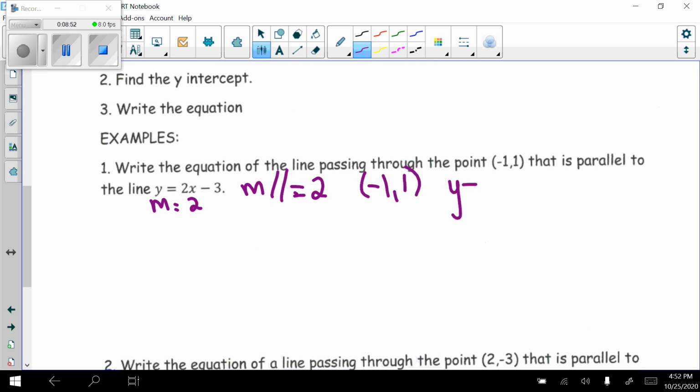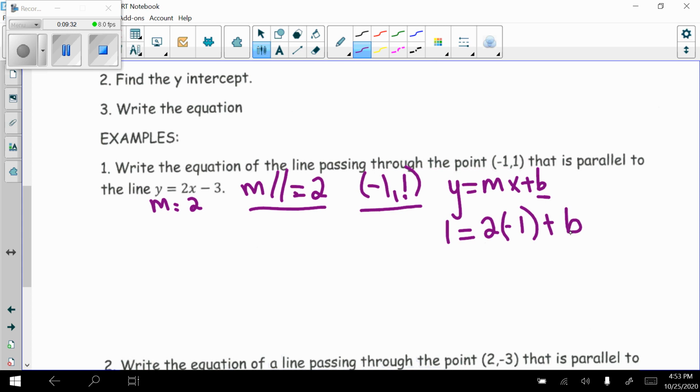I'm going to use my equation, y equals mx plus b. I need to find my y-intercept, that's b. I'm going to replace y, m, and x with m, x, and y from the ordered point that they give to me and solve for b. So I'm going to rewrite this equation, y equals mx plus b. In place of y, I'm going to put the y value in that they gave to me from the ordered pair, which is 1, equals, I'm going to replace the slope with the parallel slope that we said was 2, times, I'm going to replace this x with the x value from the ordered pair they gave me, -1, plus b. That's what I'm solving for.